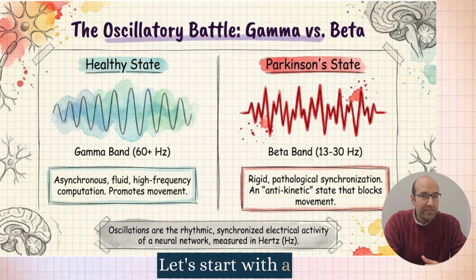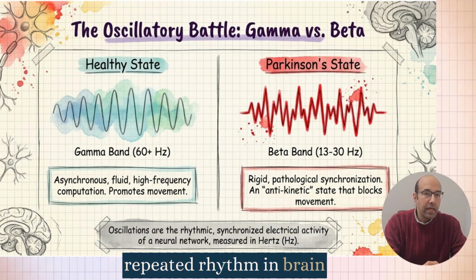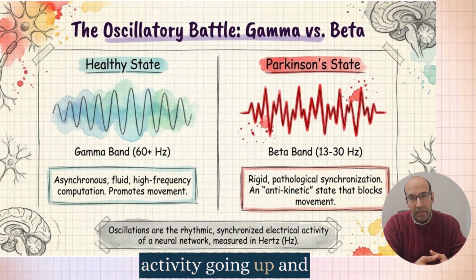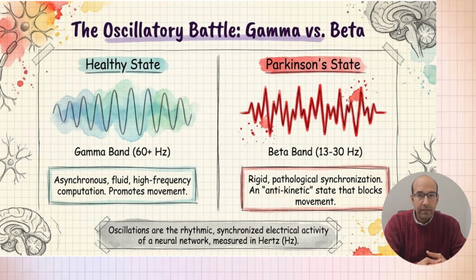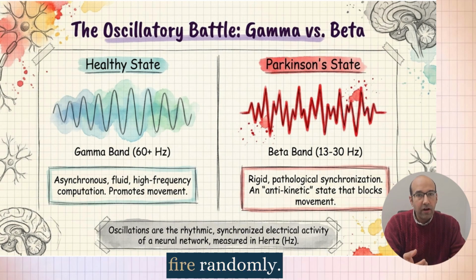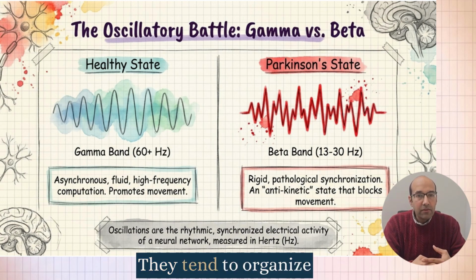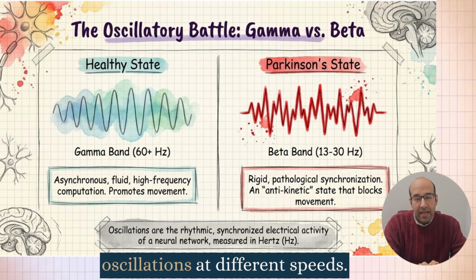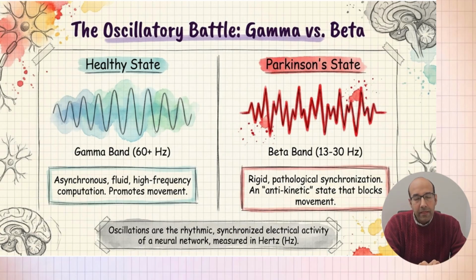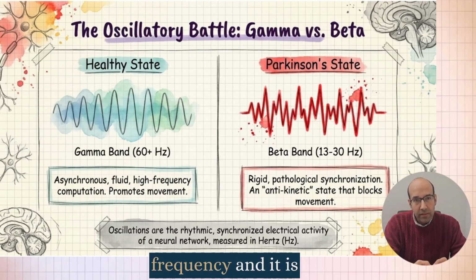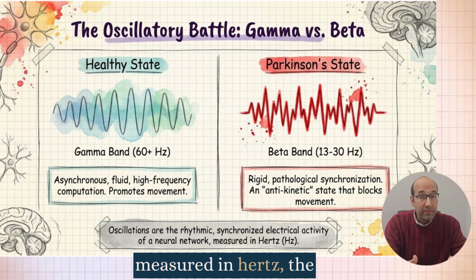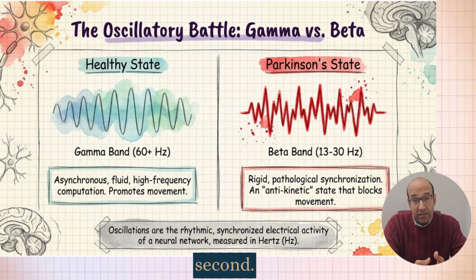Let's start with a simple idea. An oscillation is a repeated rhythm in brain activity, going up and down over time. Neural populations do not fire randomly. They tend to organize into these rhythms, or oscillations, at different speeds. That speed is called frequency, and it is measured in hertz, the number of cycles per second.